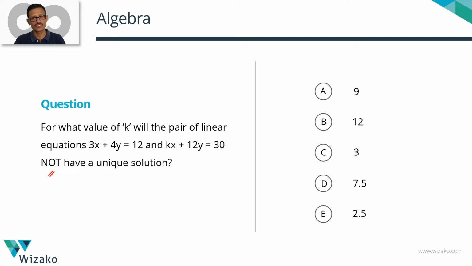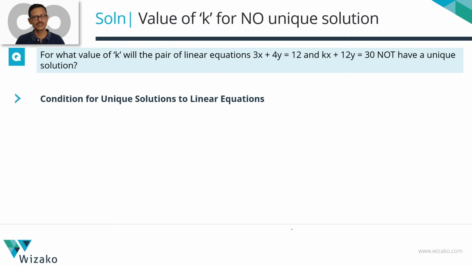How are we going to approach this? Let's start building the framework by understanding when they will have a unique solution. From there, let's deduce when it will not have a unique solution and then arrive at the answer. When will they have a unique solution?